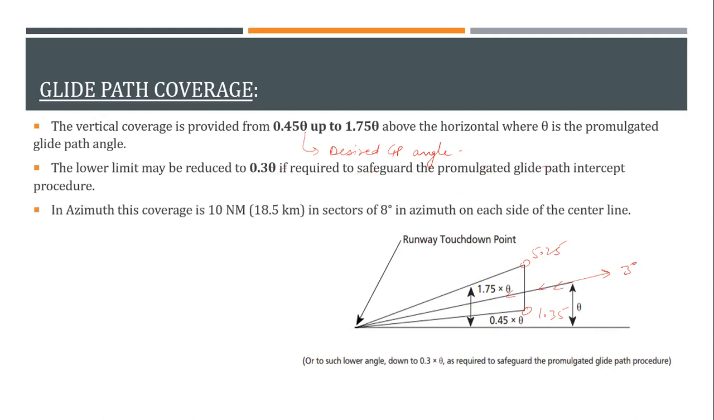What is the azimuth coverage? The glide path also has the azimuth coverage. Why? Of course, there will be a limit to which these signals can be transmitted, and it is less than the localizer. It is only 10 nautical miles. So you need to understand how this is working.